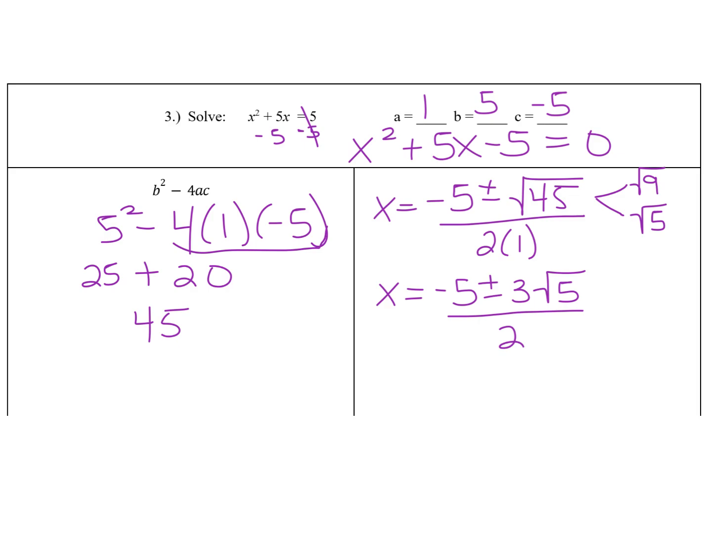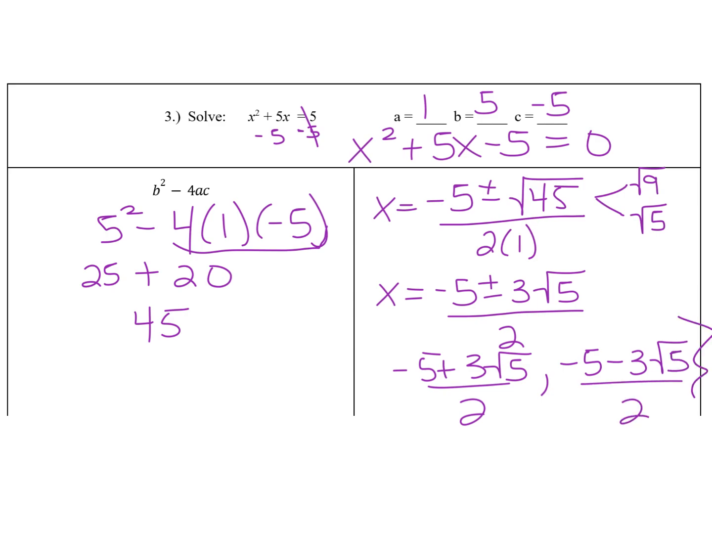Now, 3 square root of 5 is an irrational number. So my exact solution is negative 5 plus 3 square root of 5 over 2, and negative 5 minus 3 square root of 5 over 2. So that is my exact solution. So again, I have two solutions. They are real numbers and they are irrational.